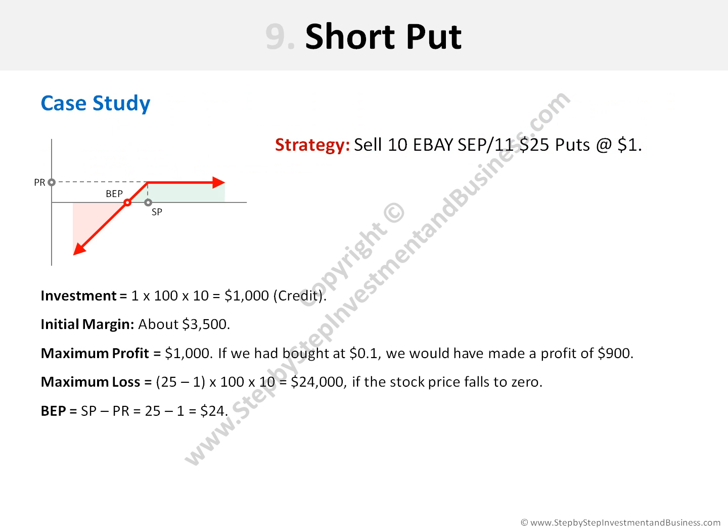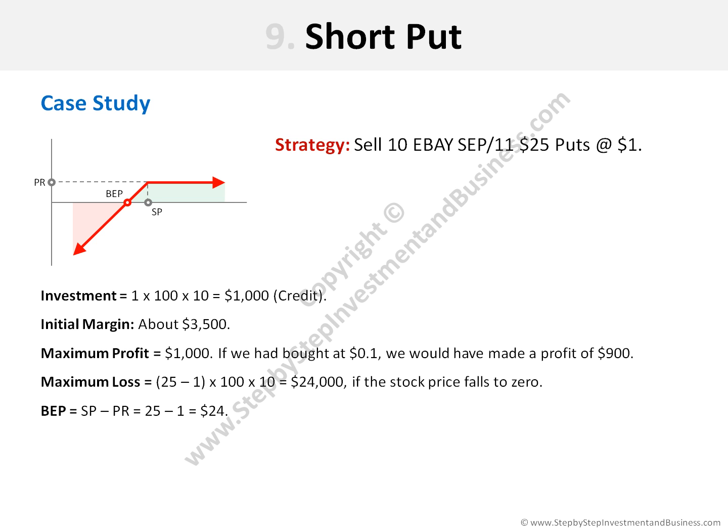Here we can see the numbers of our example. The strategy consisted of selling 10 eBay puts with a strike price of $25 and expiration in September 2011 at $1. Therefore, our investment is equal to 1 multiplied by 100, which is the price of each contract, multiplied by 10, which is the number of contracts sold. That's a total of $1,000.